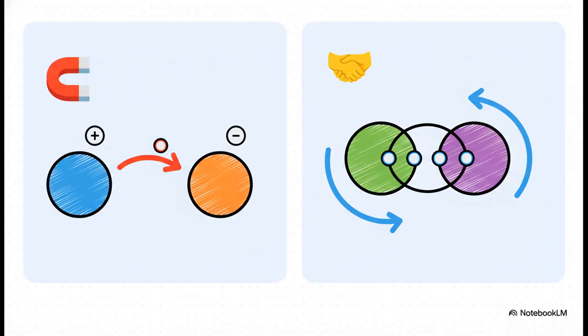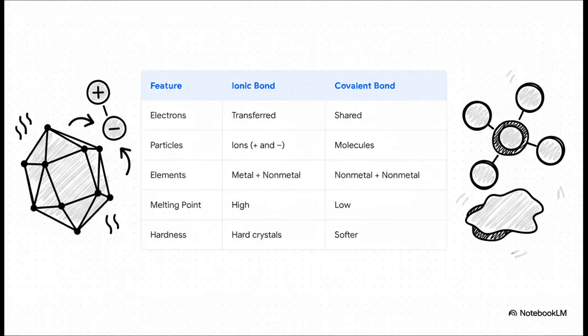If you boil it all down, this is the one difference you really need to remember. Ionic bonds transfer electrons, which creates charged particles. Covalent bonds share electrons, which creates neutral little molecules. Honestly, everything else just flows from that single distinction. Let's just look at them side by side. Ionic bonds transfer electrons, usually between a metal and a nonmetal. This makes charged ions, which create hard crystals with high melting points. Covalent bonds share electrons, usually between two nonmetals. This makes neutral molecules, which result in softer materials with lower melting points. It all comes back to that one decision: transfer or share.